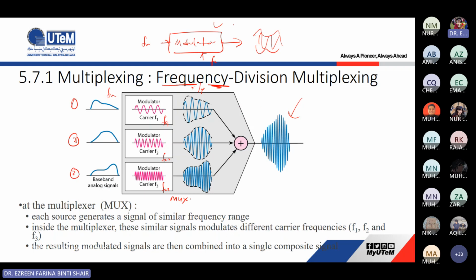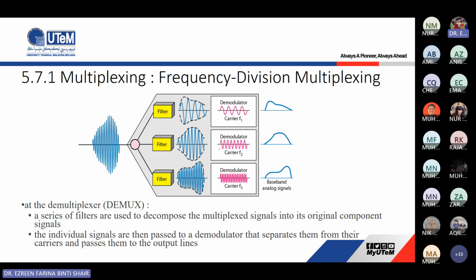Okay, so this one, just now, this is the multiplexer at the input. This is the demultiplexer. At the demultiplexer part, this is the signal that you have multiplexed before, and this gray box here is the demultiplexer. Inside the demultiplexer, you have a filter, and you have a demodulator.